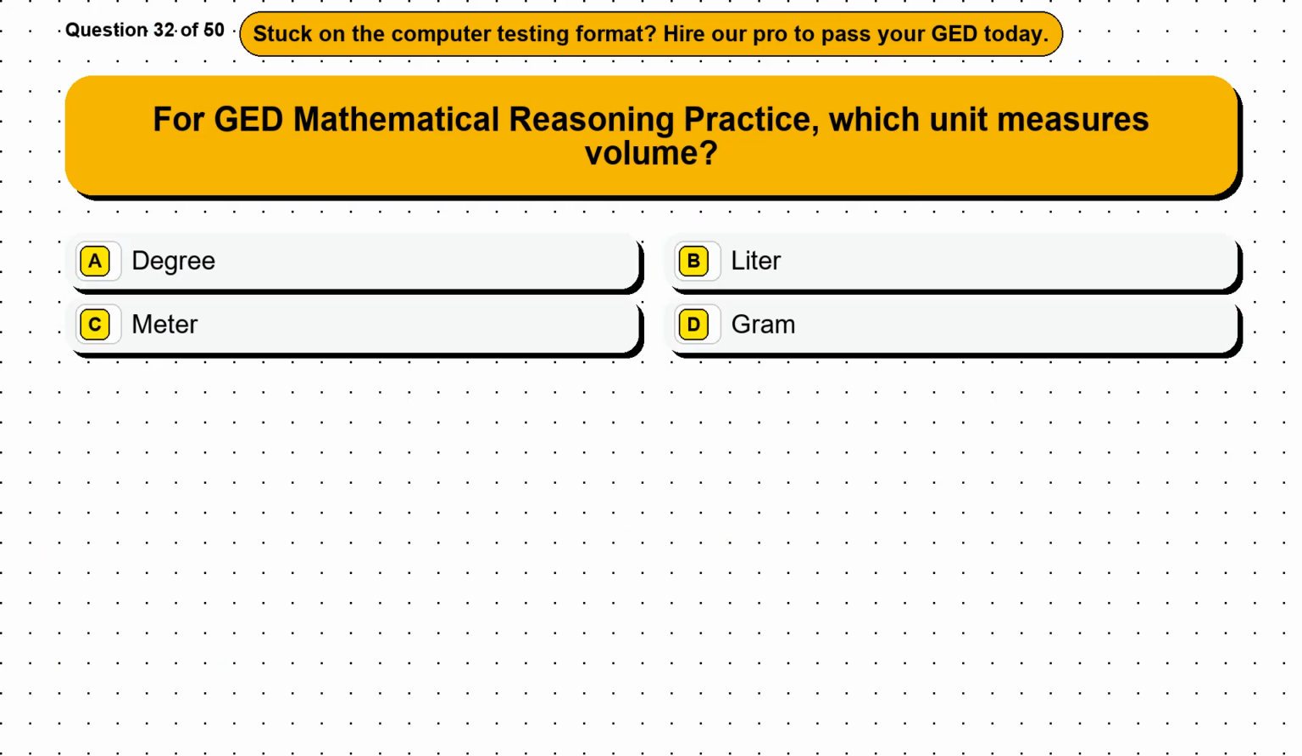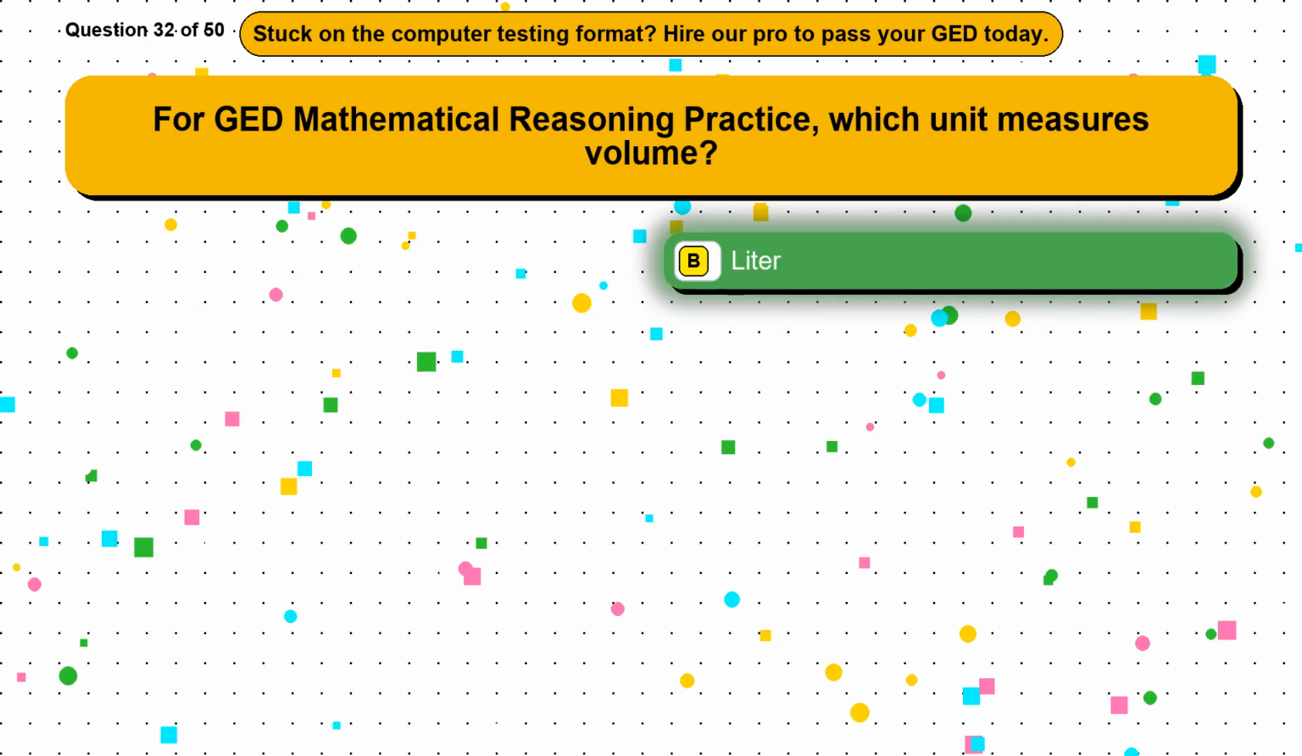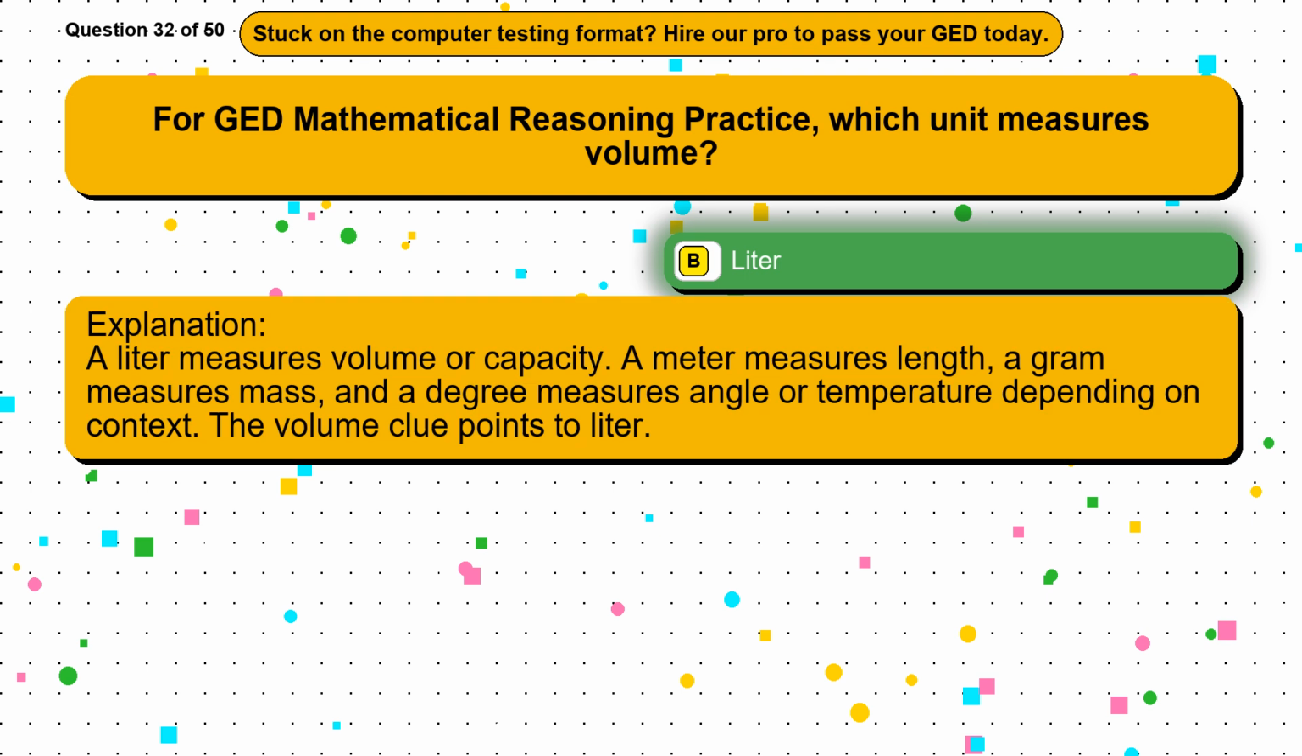Question 32. For GED Mathematical Reasoning Practice, which unit measures volume? Option A, degree. Option B, liter. Option C, meter. Option D, gram. The correct answer is option B. Liter. A liter measures volume or capacity. A meter measures length, a gram measures mass, and a degree measures angle or temperature depending on context. The volume clue points to liter.